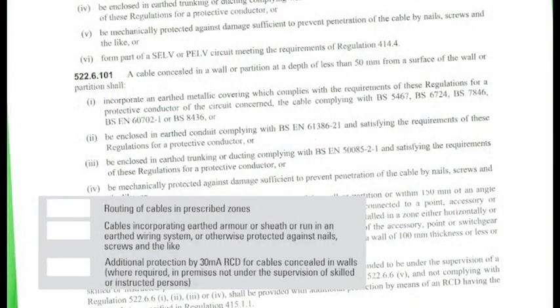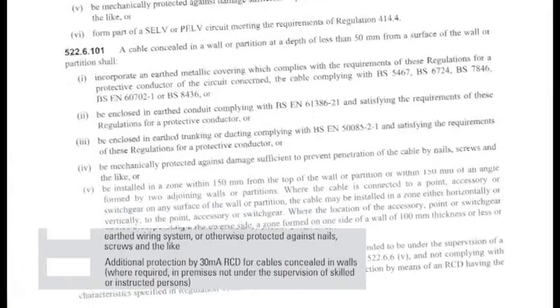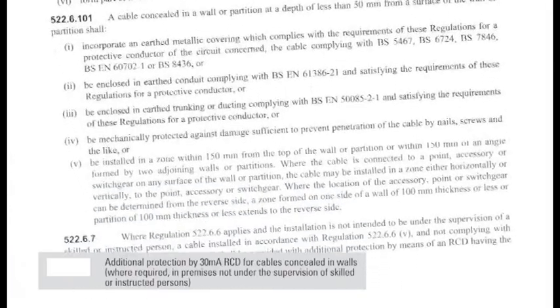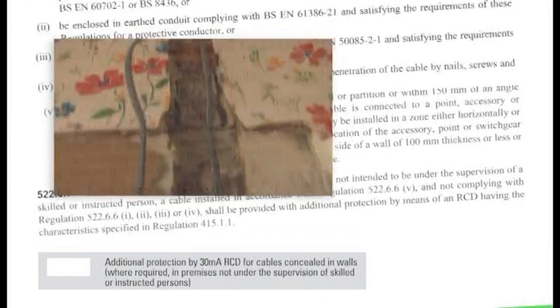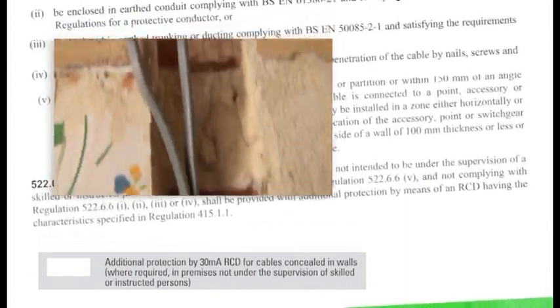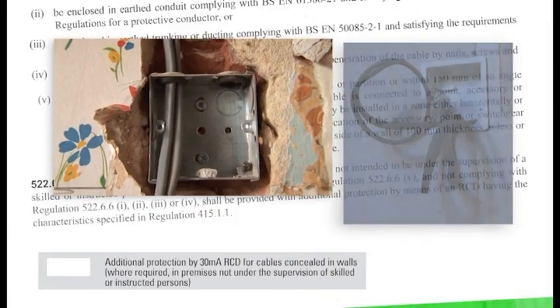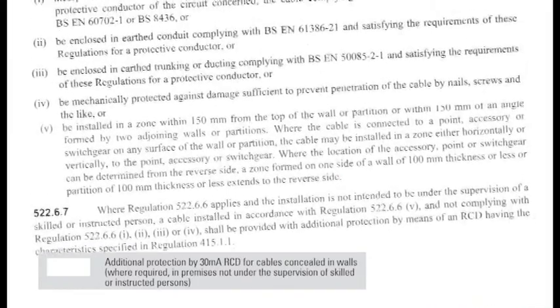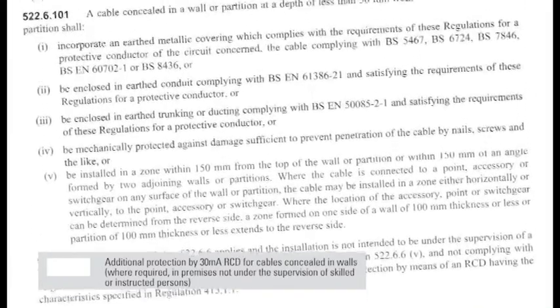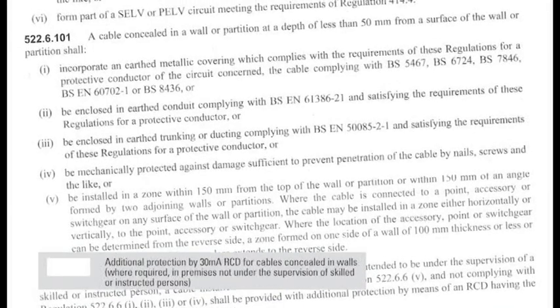The final box of R3, which are the concern of Regulation Group 522.6, is the one which requires the inspector to check that 30 mA RCD additional protection has been provided for cables concealed less than 50 mm from the surface of a wall. This will only be required in a premises not under the supervision of skilled or instructed persons, and if one of the other protective options listed in Regulation Group 522.6 has not been used.